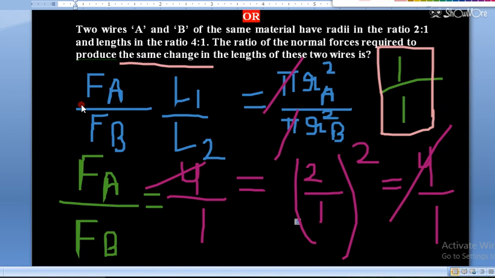but there is a role of length ratio, it has to play the role in this question. In some questions strain is given same. In those questions the ratio of length does not matter, but in this question the length ratio matters and the final ratio of forces becomes 1:1. I hope it is clear.